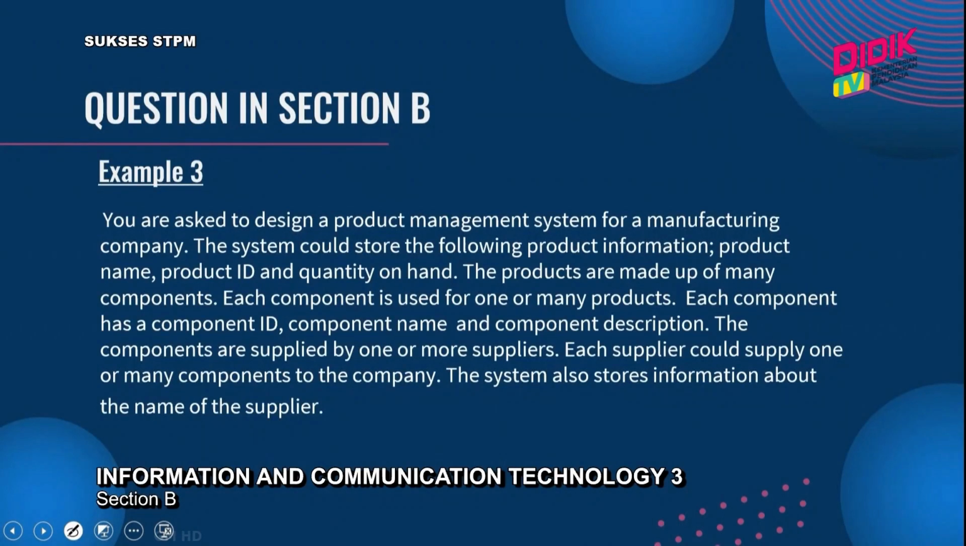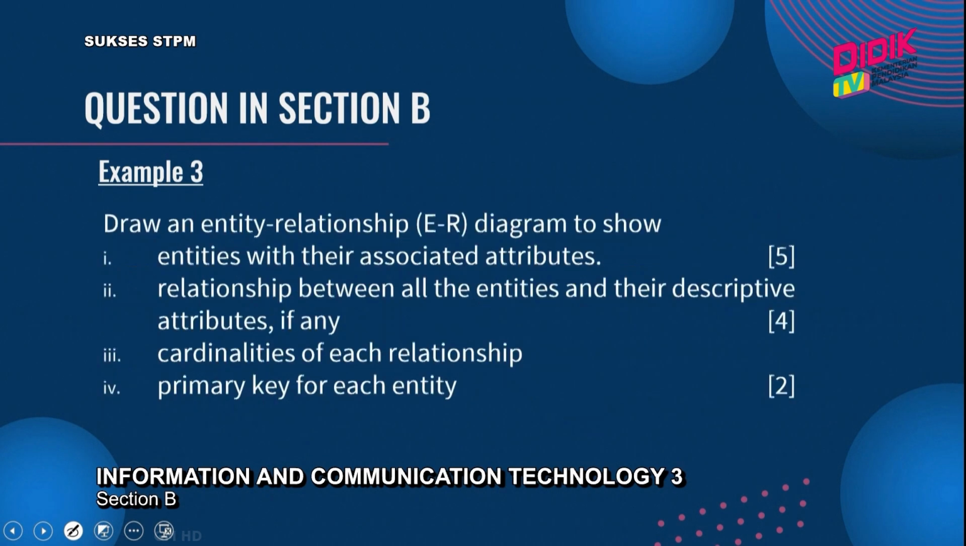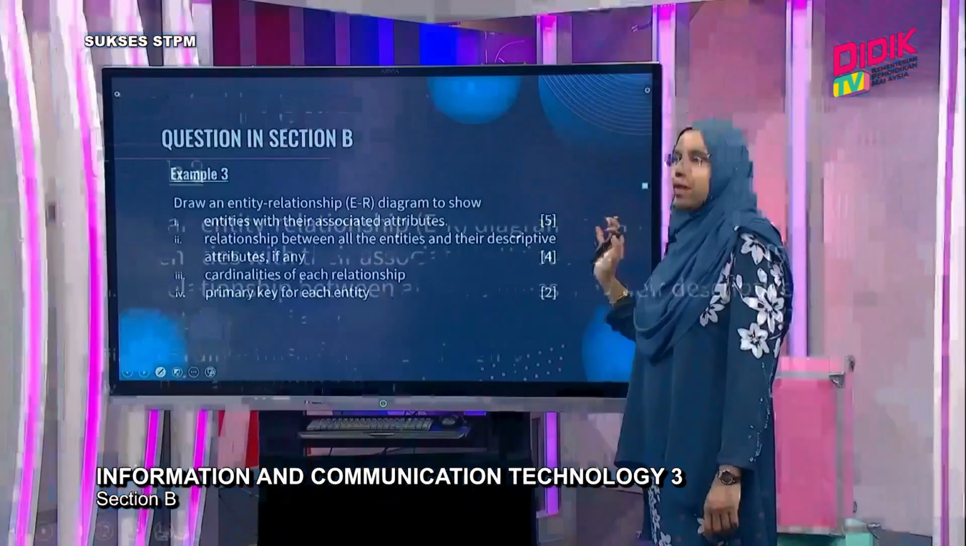Okay, so this is the question given. You read. You can see actually, follow the situation there, the scenario there. From here you write the ER diagram. The question asks for entities and attributes, relationships and cardinality, and primary key, all 15 marks for section B. So easy to get marks actually. You cannot get 0 here.